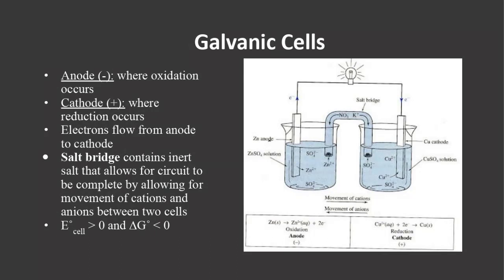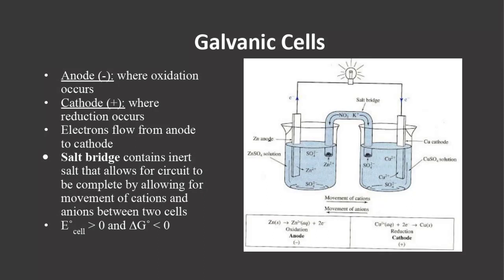The cathode is where reduction happens. The electrons from the anode travel through a wire to the cathode, thus reducing the cathode. The important concepts to know are that your anode is considered your negative terminal, while your cathode is considered your positive terminal.